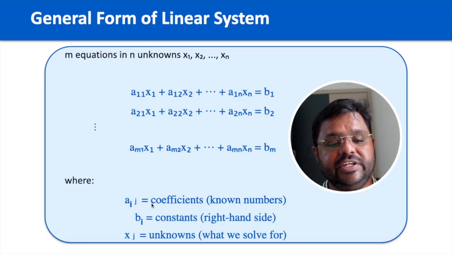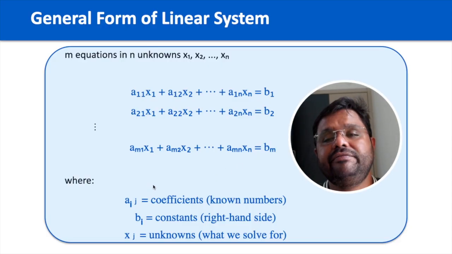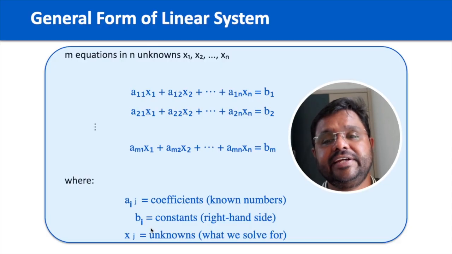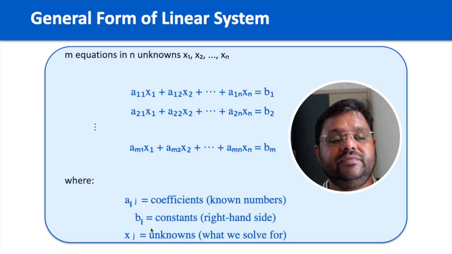where aij are coefficients. They are known numbers. They are the numbers in the equation. And bi is again a constant, which is the right hand side of the equation. And xj are variables that we need to find. So this is the general form of a linear system of equations with n unknowns and m equations.